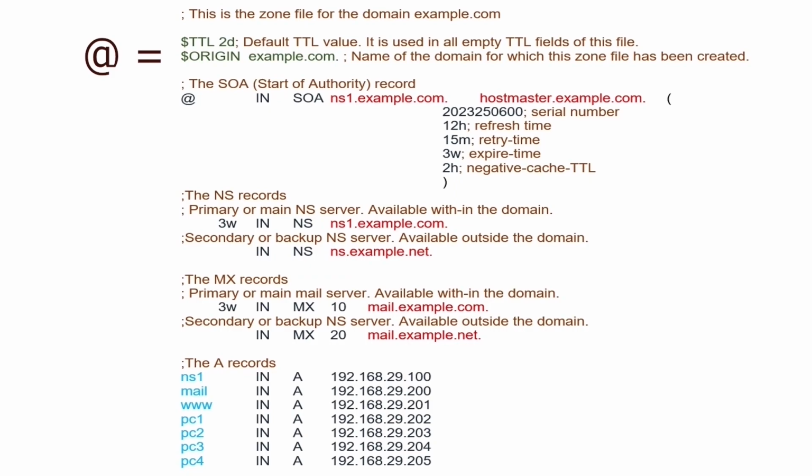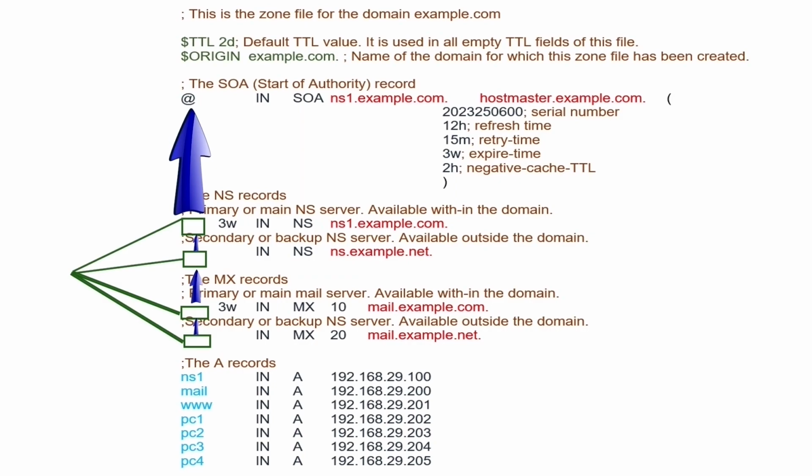If you use a single @ symbol in the name field, DNS replaces this symbol with the origin directive's value. For example, this resource record has an @ symbol in the name field. When processing this file, DNS will replace this symbol with the origin directive's value.